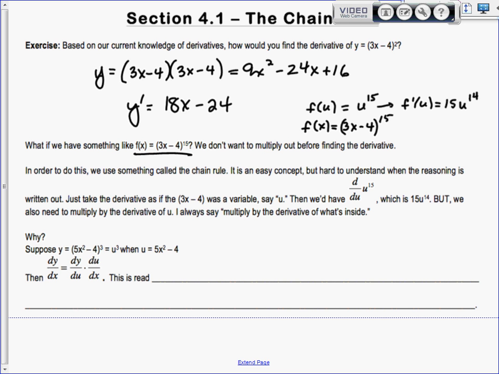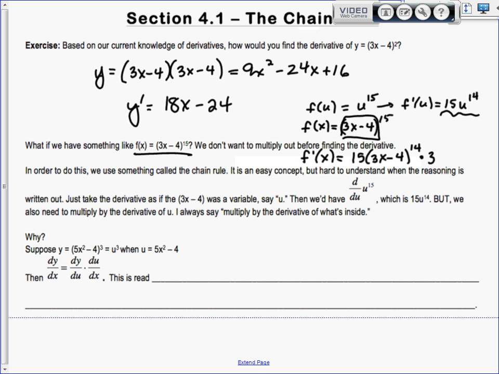So what ends up happening is we always need to multiply by the derivative of what was inside. So what's the derivative of 3x minus 4? 3. So what you're going to end up doing is you're going to have 15 times (3x minus 4) to the 14, just like if it had been a new variable. But then you're going to tack on the derivative of the u term, the derivative of the inside, which is 3. So we just multiply that on the very end.